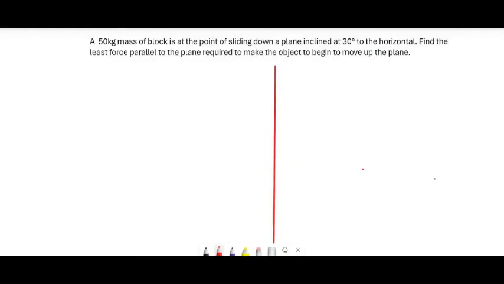The next question says, a 50 kilogram mass of block is at the point of sliding down a plane inclined at 30 degrees. So we have a plane inclined at 30 degrees, right? So this is your angle, the horizontal. We have a block of mass 50 kg. Find the least force parallel to the plane required to make the object begin to slide up the plane.